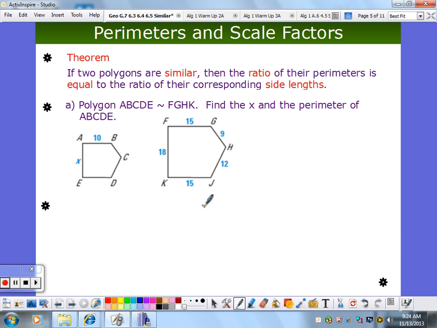So let's see what I got here. Here's two polygons, A, B, C, D, E, and F. Oh, that's wrong. F, G, H, J, K. Find the X in the perimeter of A, B, C, D, E. Okay, so how am I going to find the X?